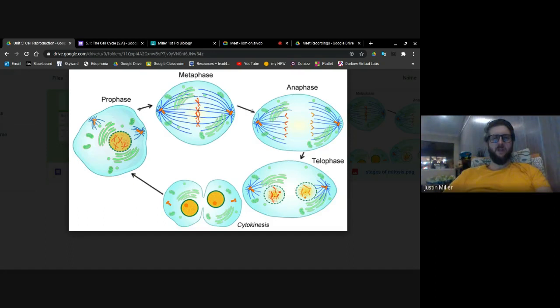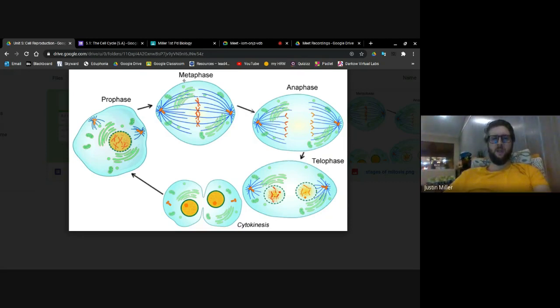And then we go into metaphase. So at this point, you can see there's no nucleus. The nucleus was here, and now it's completely disappeared. There is no nucleus. But the DNA is all lined up in the middle of the cell. The way that you remember metaphase is meta-middle.